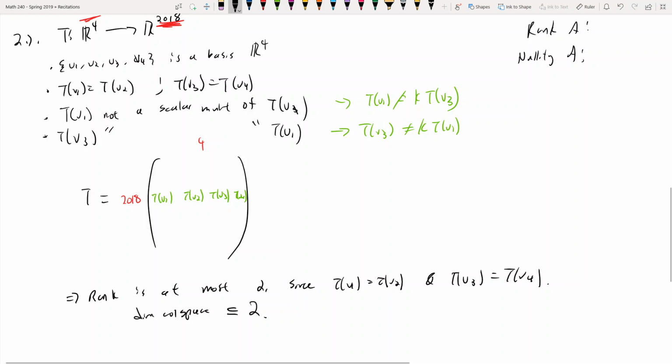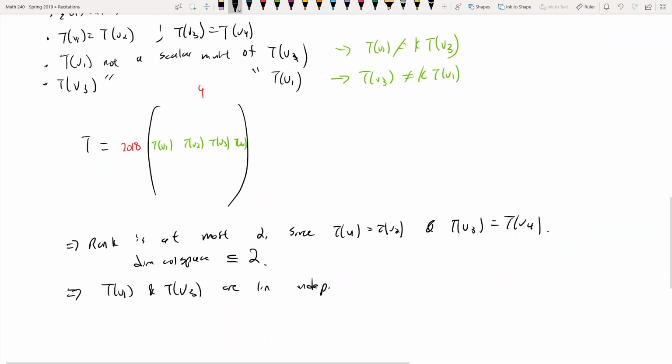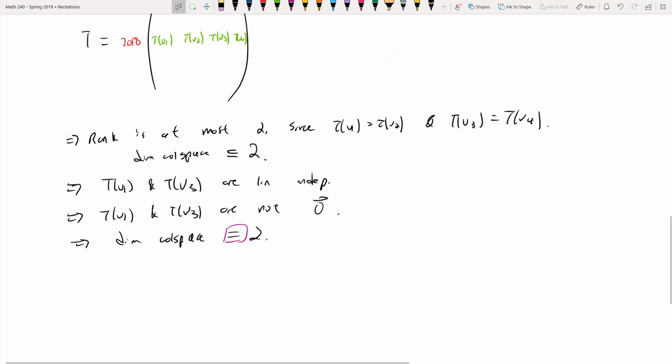Right, so then we know that TV1 and TV3 are linearly independent, and that's because TV1 isn't a scalar multiple of TV3. And we also know that TV1 and TV3 are not the zero vectors. So that in particular implies that the dimension of the column space is equal to 2, not less than or equal to 2. And so we know that the rank is 2, which means that the nullity, by the rank-nullity theorem, is also equal to 2.